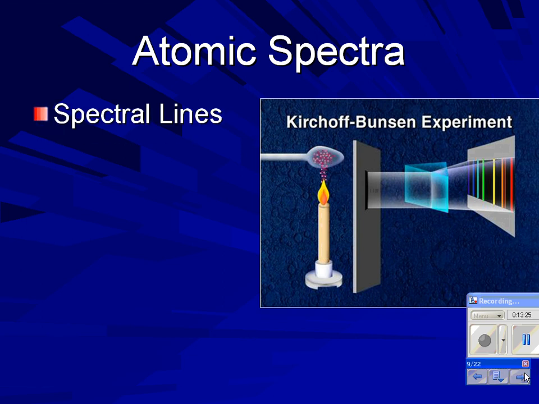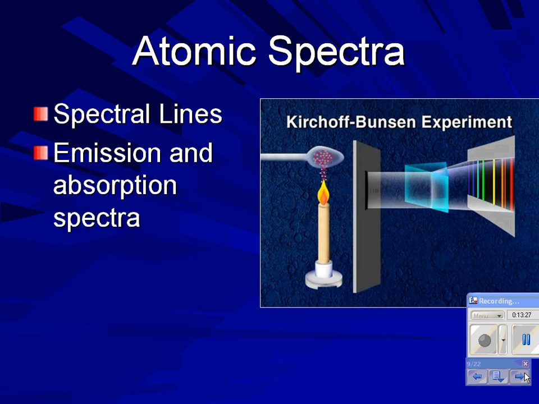So, spectral lines, we just talked about it. Emission and absorption spectrum. Now, there are actually three different kinds of spectra that exist: emission, absorption, and what's called continuous spectra. And I'm going to show you the next slide to explain that.